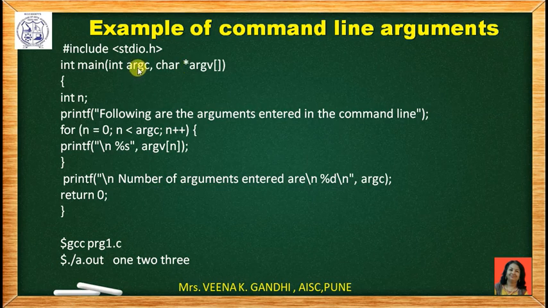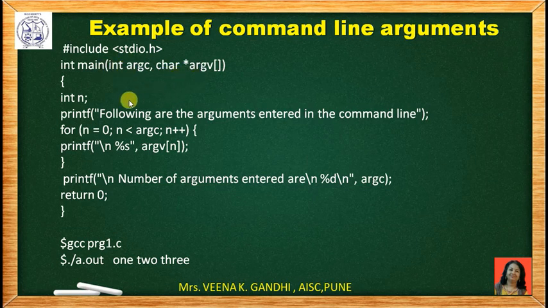Now you can change the names argc and argv, but normally these are the argument names you will find in any book. So you can change argc and argv. You can give any name, but it should be of integer type and should be a character array pointer.